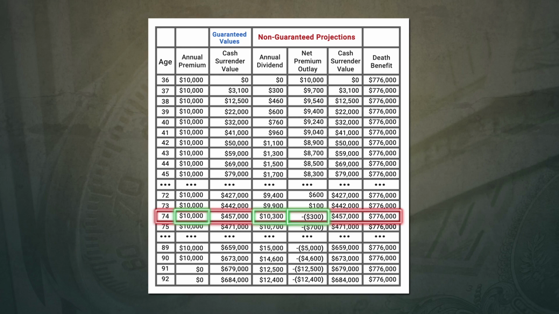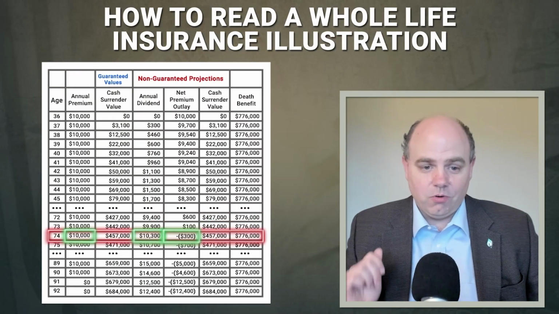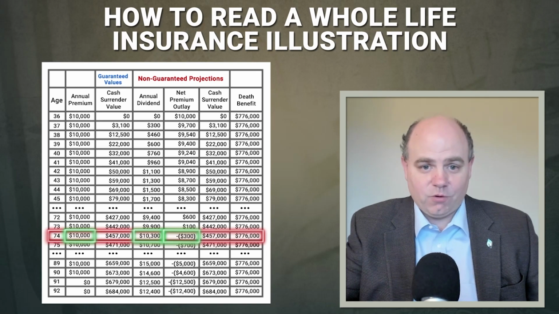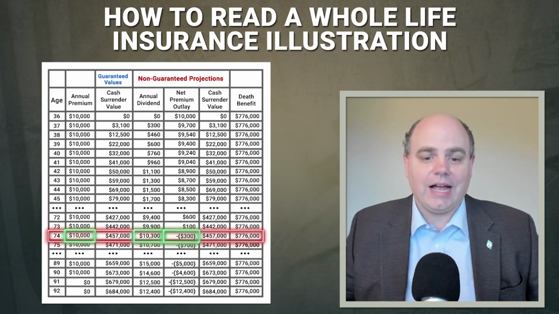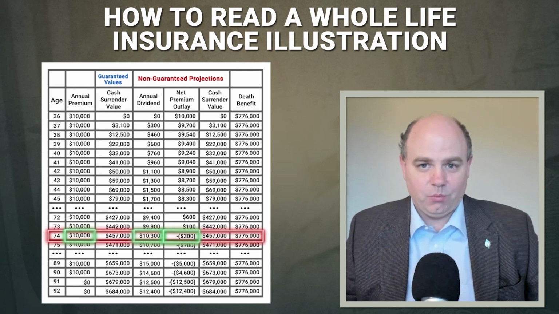And again, what that means is you owe them $10,000 to keep the policy in force. They're giving you a $10,300 dividend that year. So you actually can suck out $300 from the policy without putting any of your own money into it. That's the rationale. That's what they mean by saying there's a negative net premium outlay.